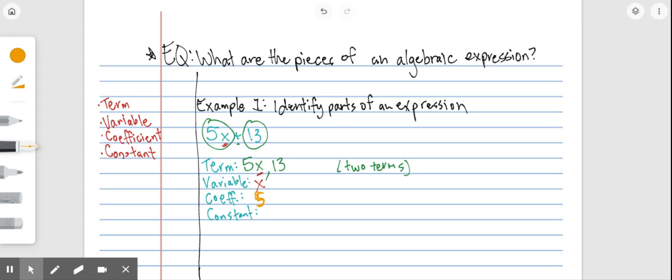And last but not least, what is the number all by itself? So if I look in my term section, which of these two things doesn't have a variable? Well, 13 is the only term that doesn't have a variable. So 13 is the constant. Okay, let's try one more.